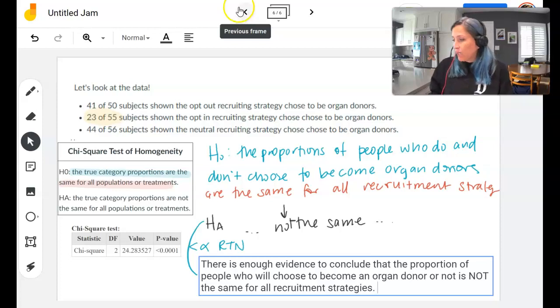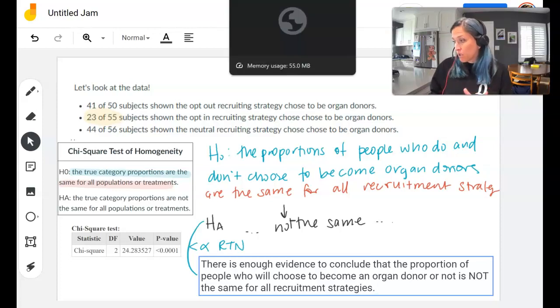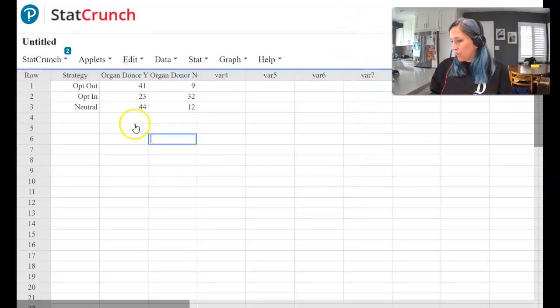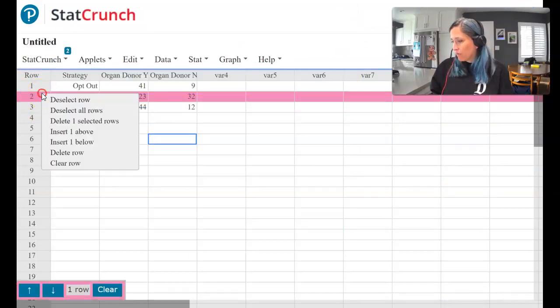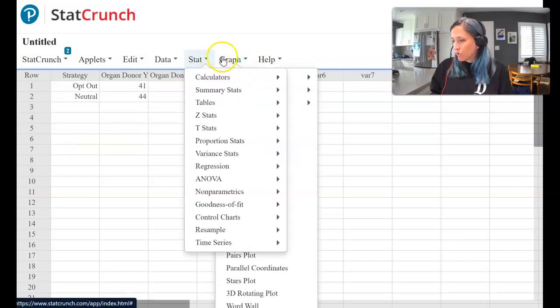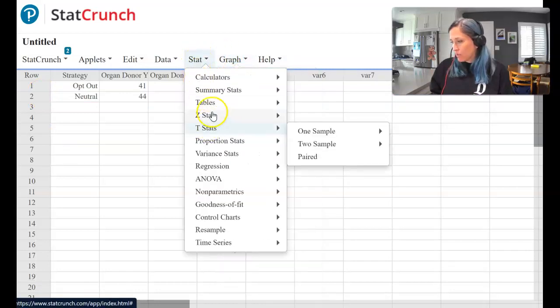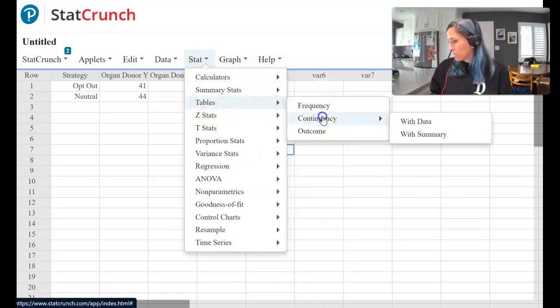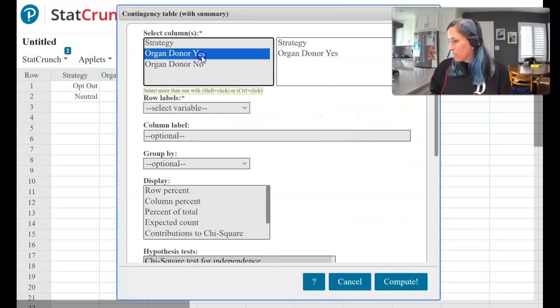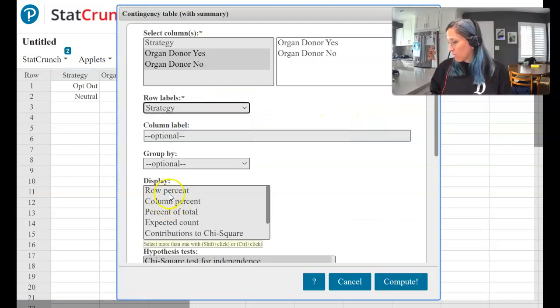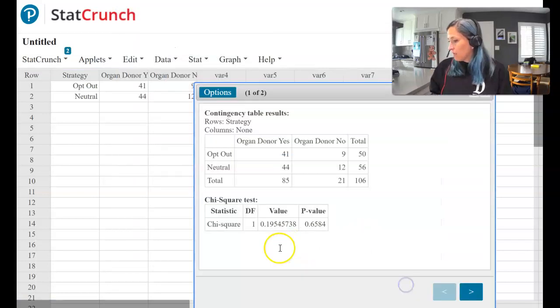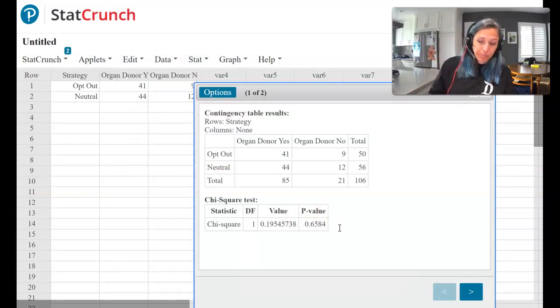In fact, in terms of a post-hoc analysis, you might even come back here and be like, wait a minute, what if I got rid of, let's just delete this row, and let's redo that exact same thing. So we're going back to my table, contingency with summary. These two, leave it with that chi-squared test for independence. You can see now we have a big fat p-value. The opt-out versus the neutral. We can't say that there's a difference in the actual recruitment from those recruitment strategies.